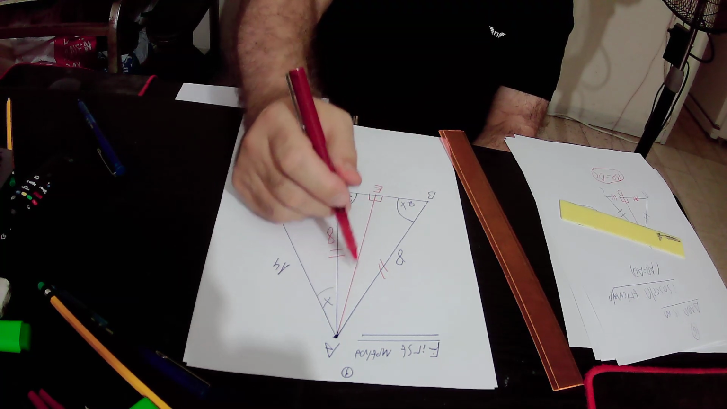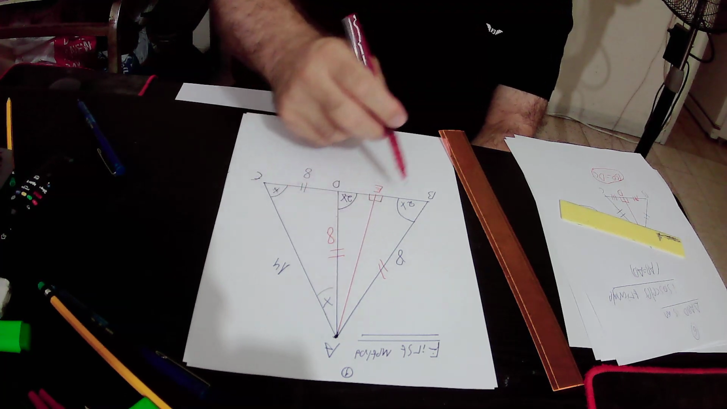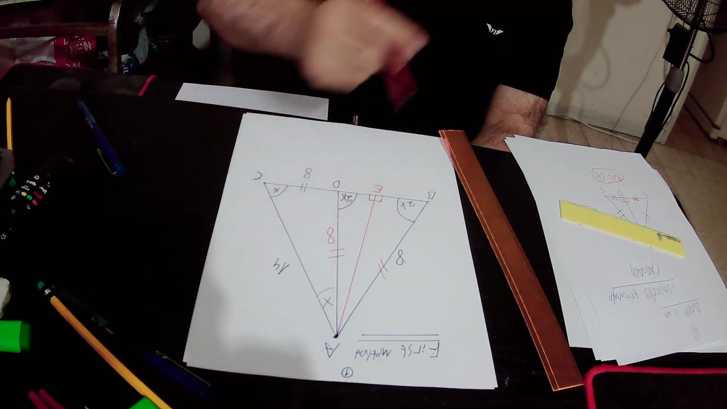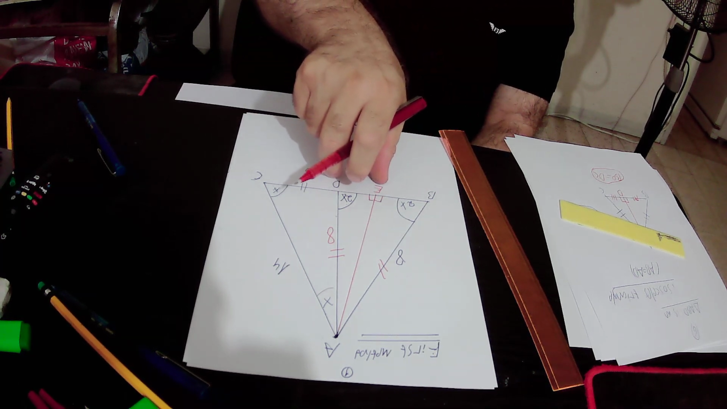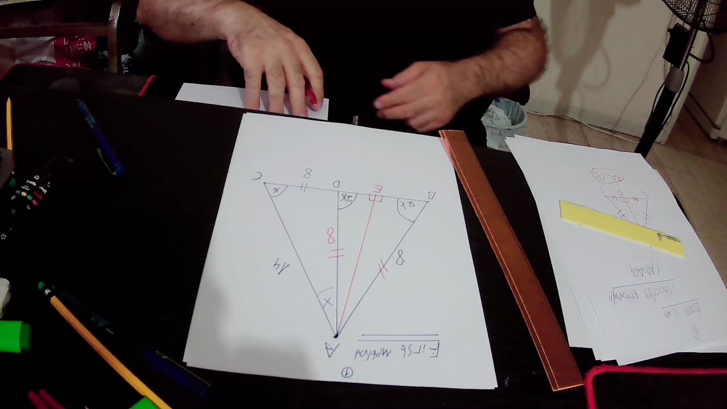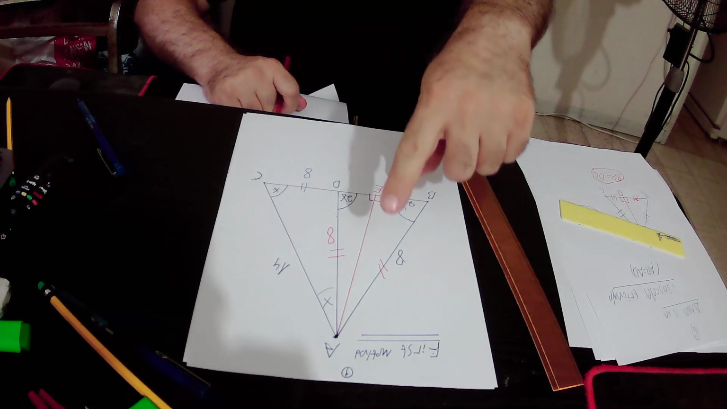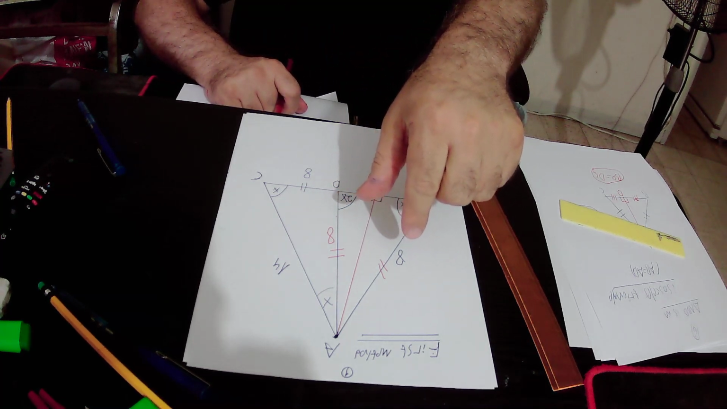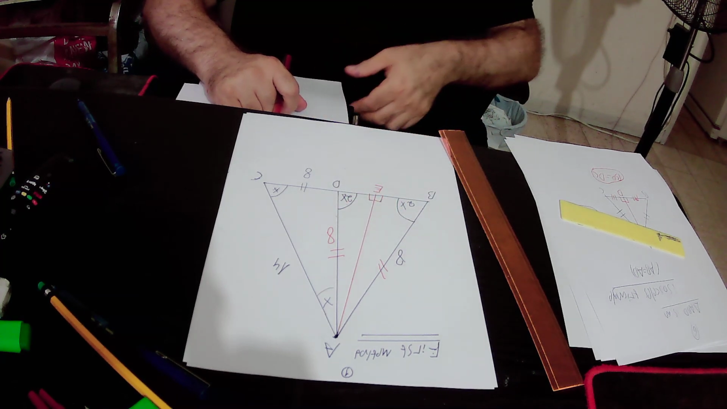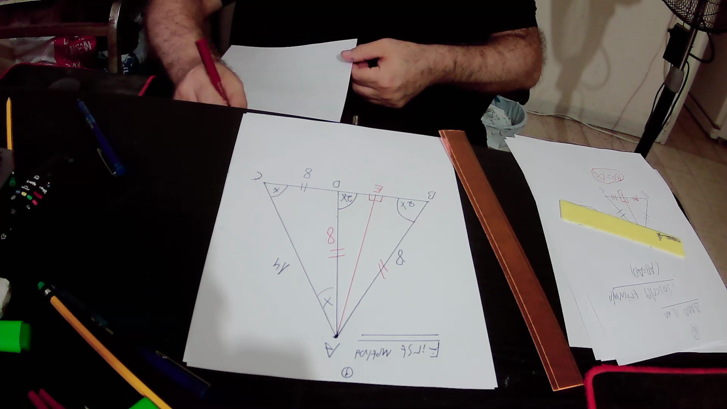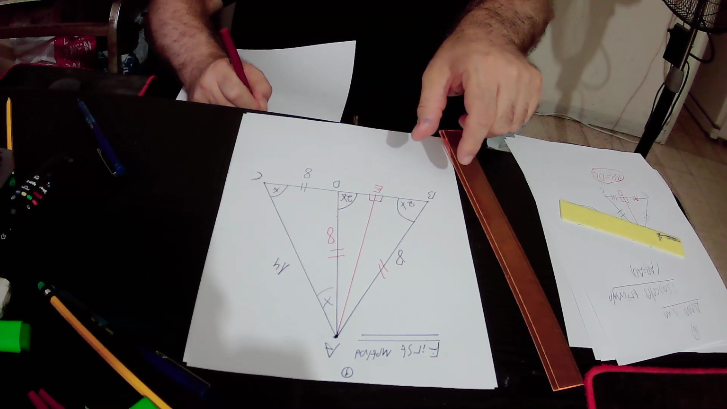Whenever you draw a perpendicular to side BD in an isosceles triangle, then BE will be equal to ED. Okay? According to the rule that I mentioned, whenever you draw a perpendicular in an isosceles triangle, BE will be equal to ED. So we can write down that BE equals ED.